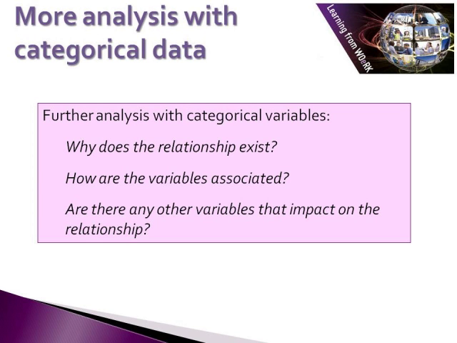In order to explore the relationship between two variables, we're looking at categorical at the moment, it's useful to start thinking about why the relationship exists, how the variables are associated, and whether there are any other variables that may impact on that relationship. To do this, we use what we call elaboration analysis, and that is the extent to which a relationship is affected by the introduction of another variable.